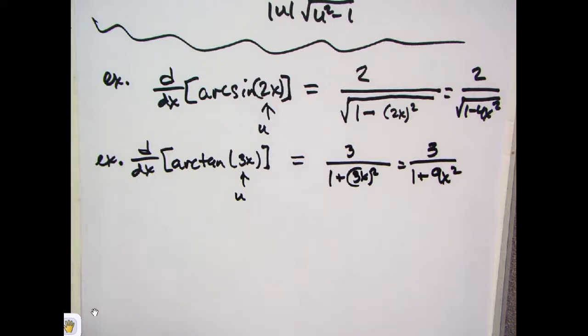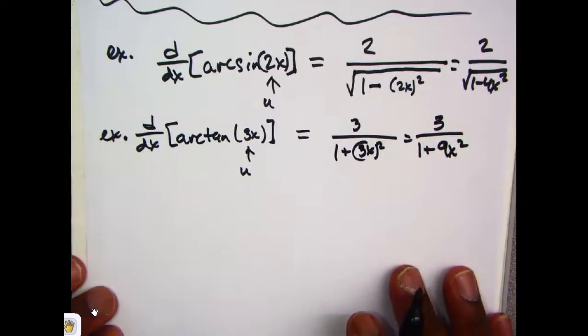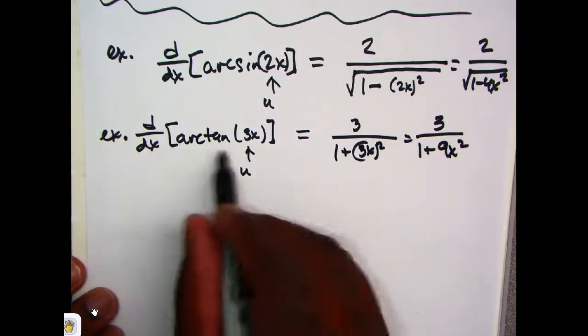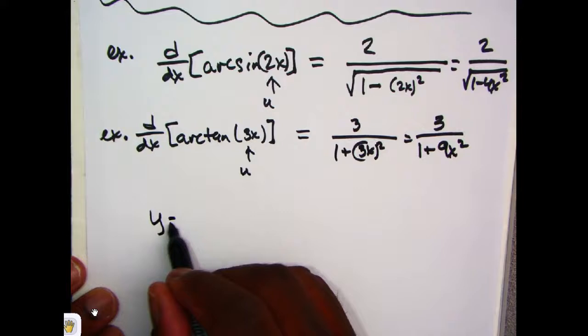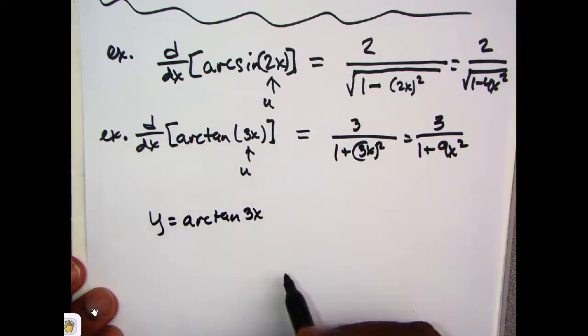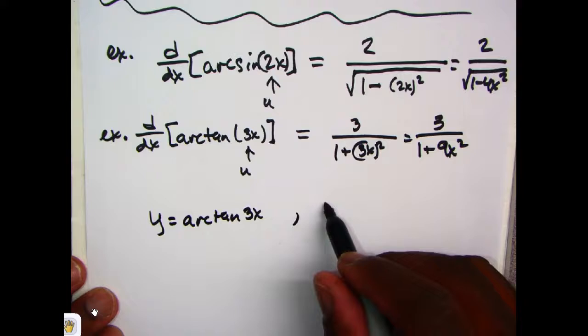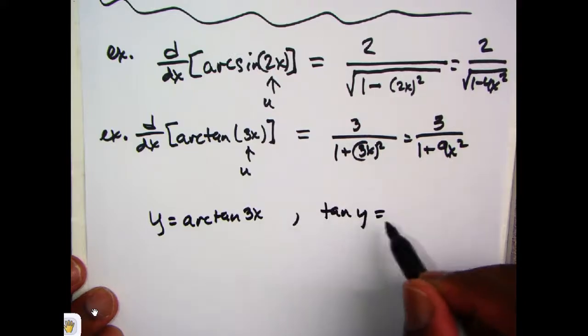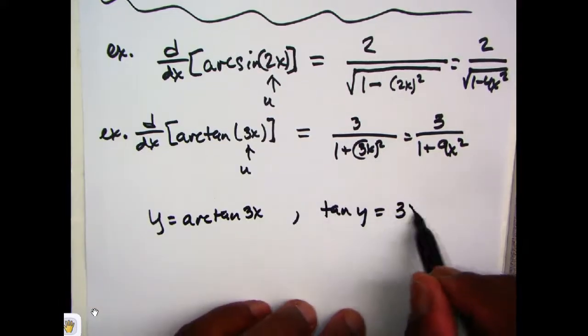Now, what if you don't memorize these? Can you still do these problems? And the answer is yes. Okay. So, looking at this problem, y is equal to arctan of 3x. Tangent of y is equal to 3x.